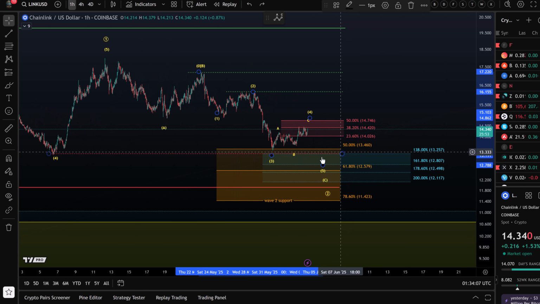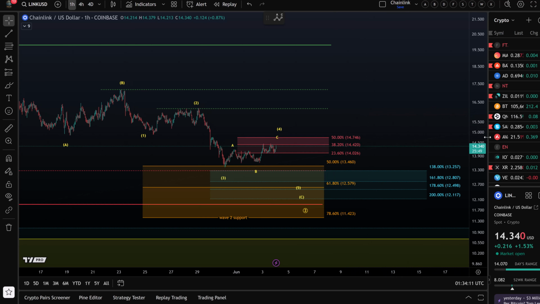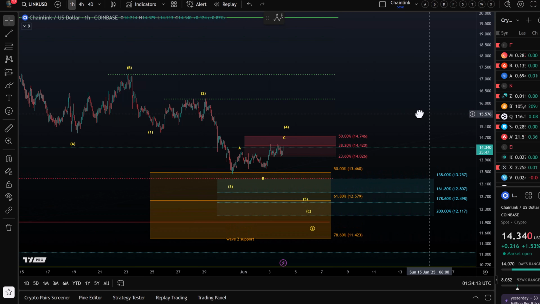So overall, not much to say, so I keep it short, but still important to get a reminder about all these levels. I hope you liked the update.